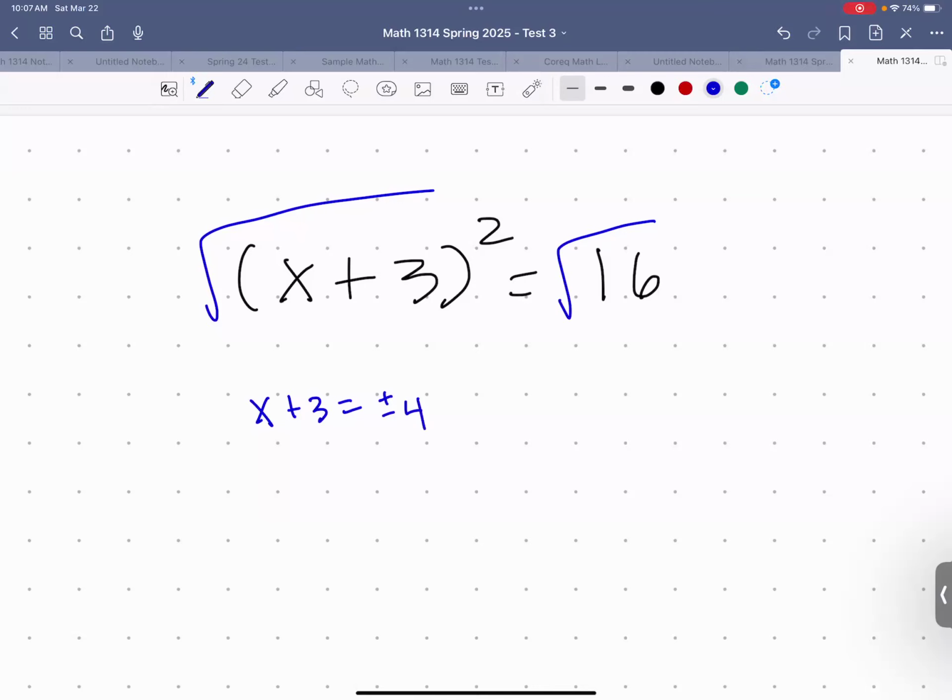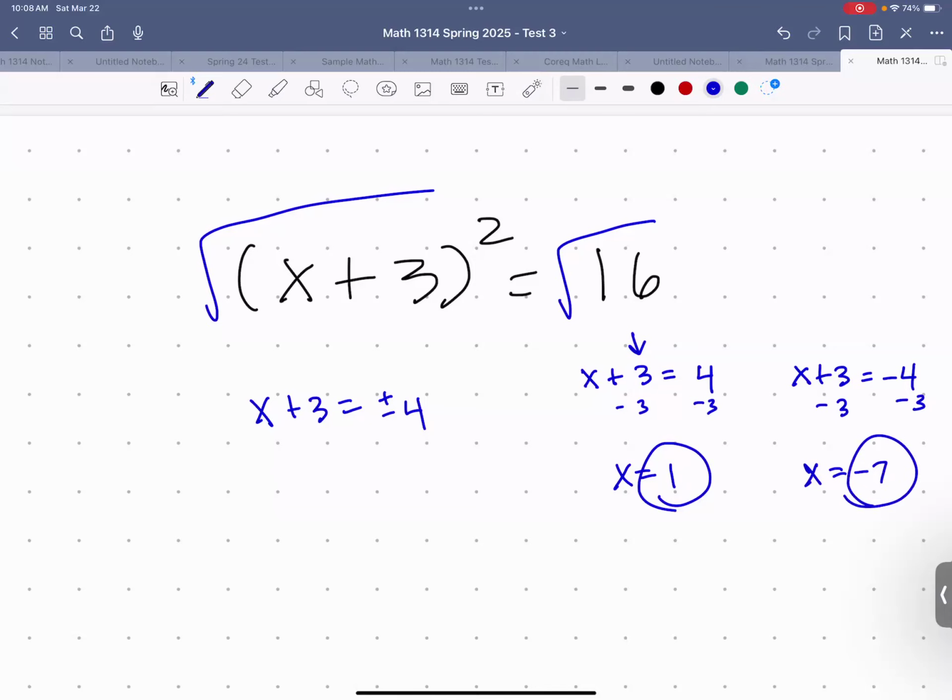Here, when I have something like this, I do need to separate this out into two separate things so that I can find my two separate solutions. So I have x plus 3 equal to positive 4, and I have x plus 3 equal to negative 4. We're going to solve both of those to get our solutions. On this first one, we would have to subtract 3 from both sides, which should give us a solution of x equal to 1. On the second one, also subtracting 3 from both sides, and that gives us negative 7. So our two answers will be 1 and negative 7 on this problem.